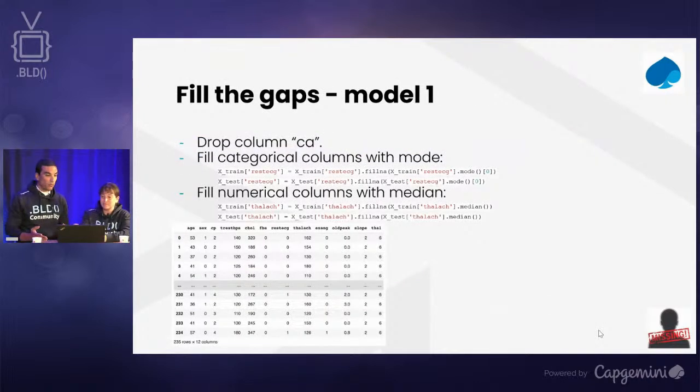So for the first model, we are dropping the one column, we are filling categorical columns with mode, and filling numerical columns with median. So we went the easy route, just saying all categorical mode. Obviously that will stay the same, but for now all numerical with median. And then you can see in there, I just pasted it, the data set doesn't have any more missing values.